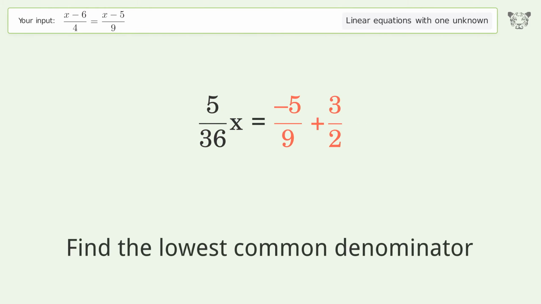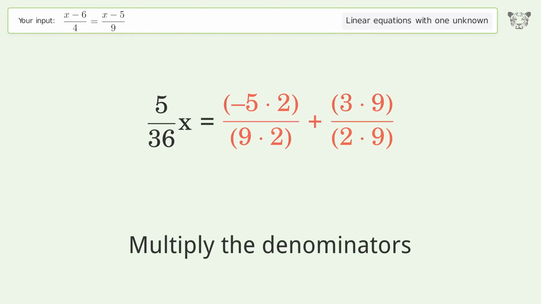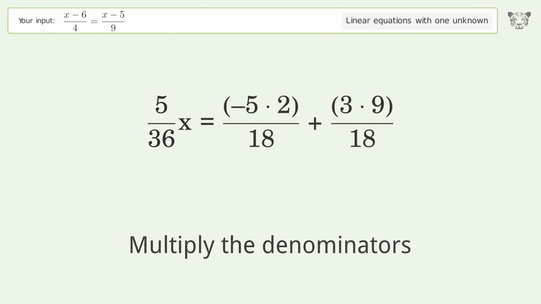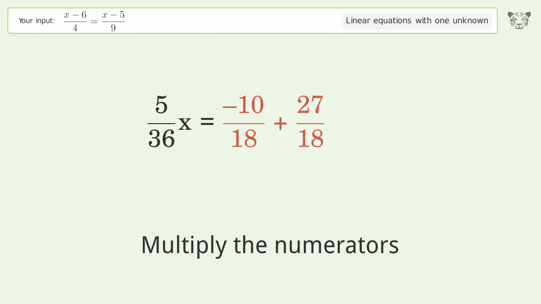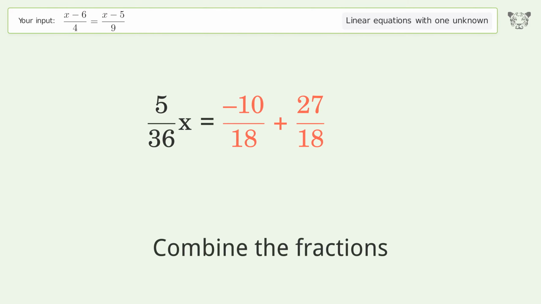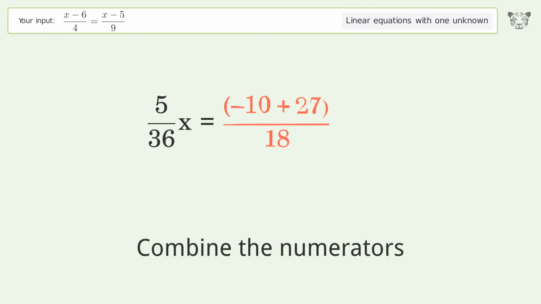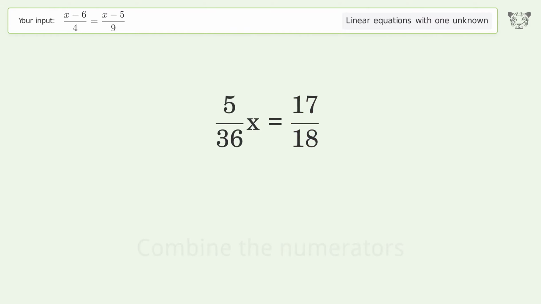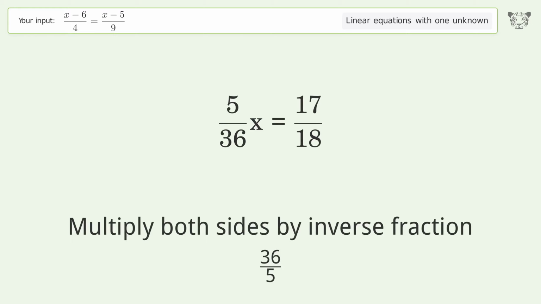Find the lowest common denominator. Multiply the denominators. Multiply the numerators. Combine the fractions. Combine the numerators. Isolate the x. Multiply both sides by inverse fraction 36/5.